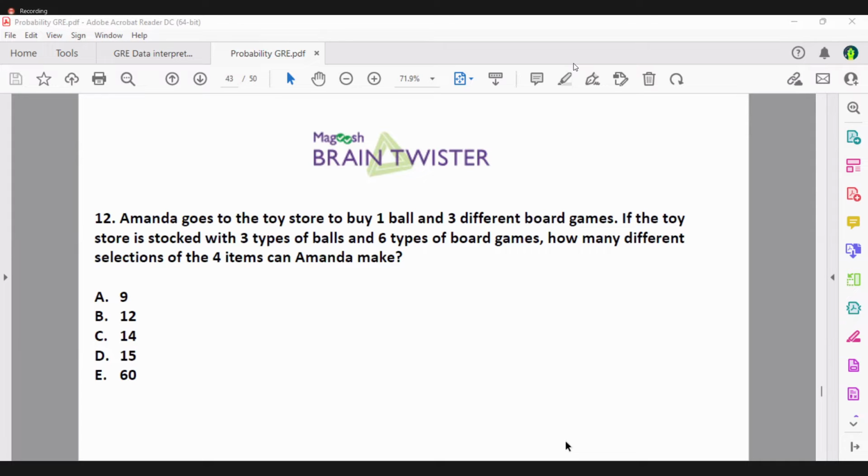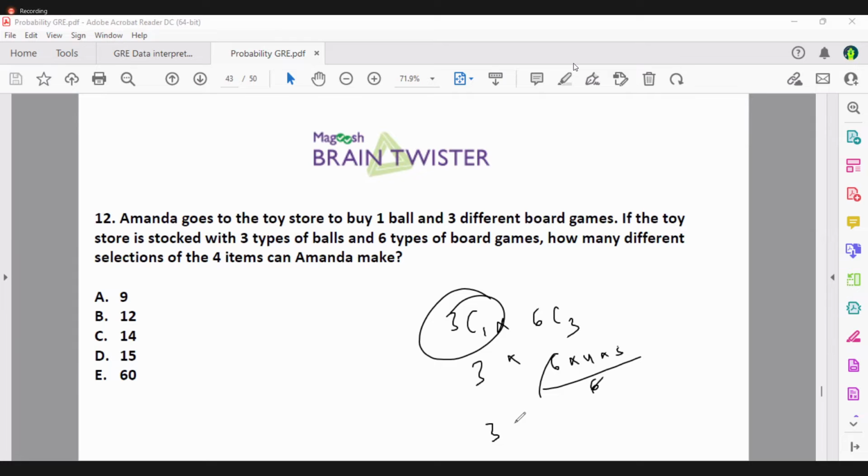Yes. So basically, one ball out of three, that will be 3C1, and 3 board games out of 6, so 6C3. This is basically 6 times 4 times 5 over 6. So this and this get cancelled. So 3 into 4 into 5, which is 60. Great.